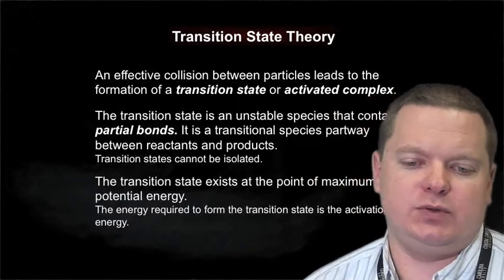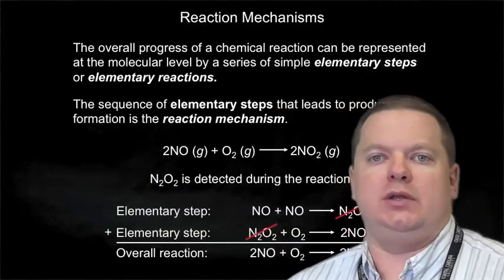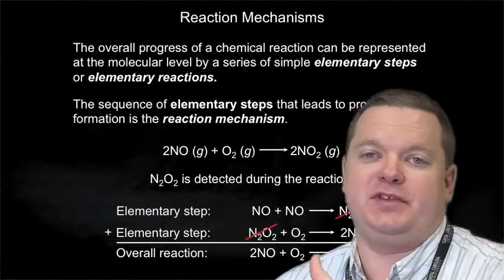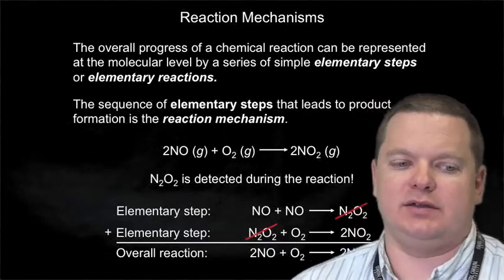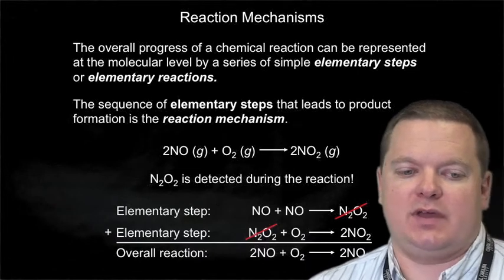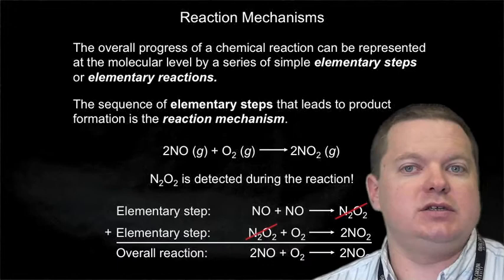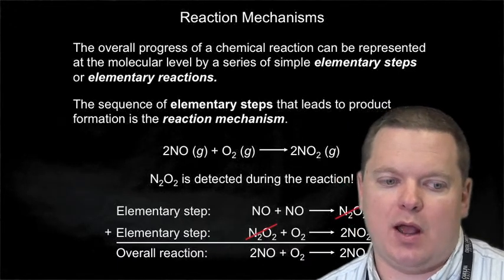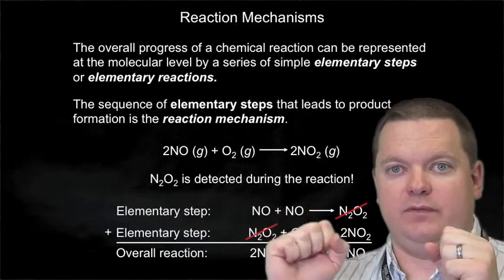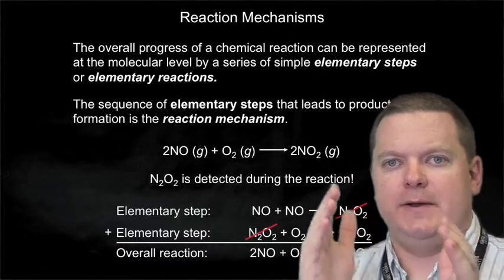In both of these cases, we're looking at a step-by-step reaction to occur. So we can define the steps that must be taken to move from reactants to products, and that's what we refer to as a mechanism. The overall process of the chemical reaction can be separated on a molecular level to a series of what we call elementary steps or elementary reactions.